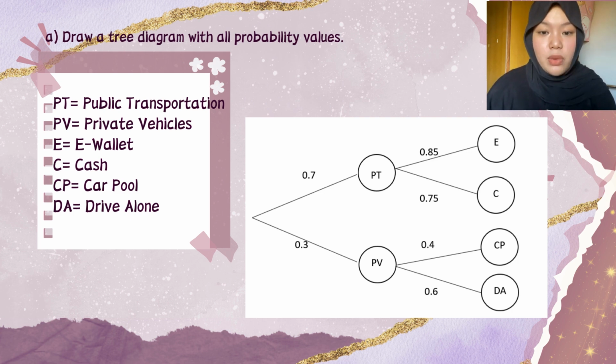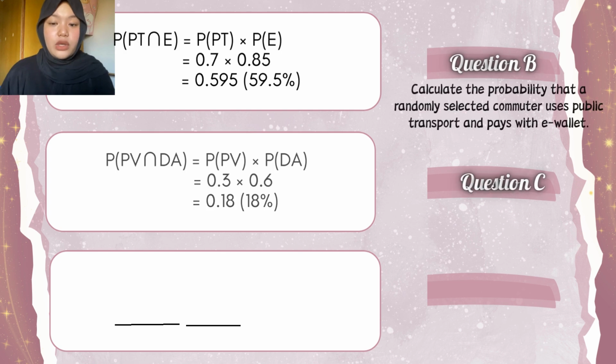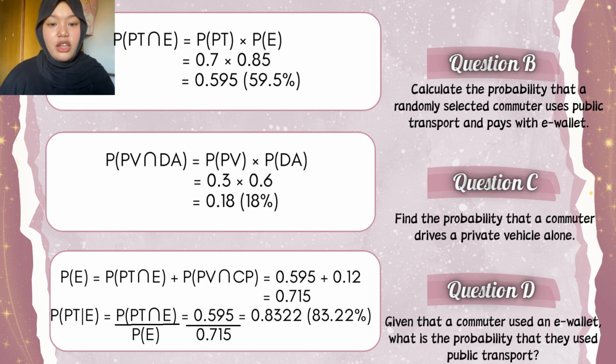From this tree diagram, we will calculate three probabilities. To answer question B, the formula is probability of public transport intersections with e-wallet equals to probability public transport times with probability e-wallet, which is 0.7 times 0.85 equals to 0.595 or 59.5%.